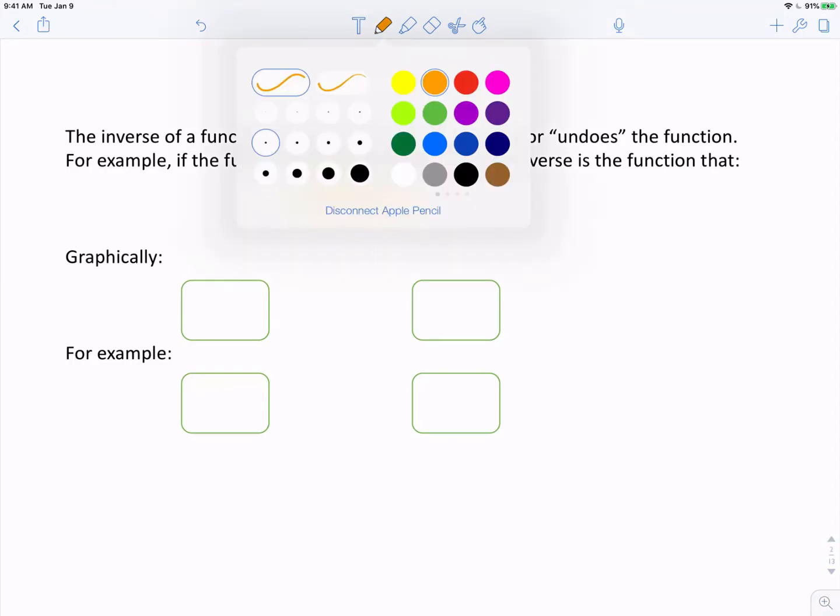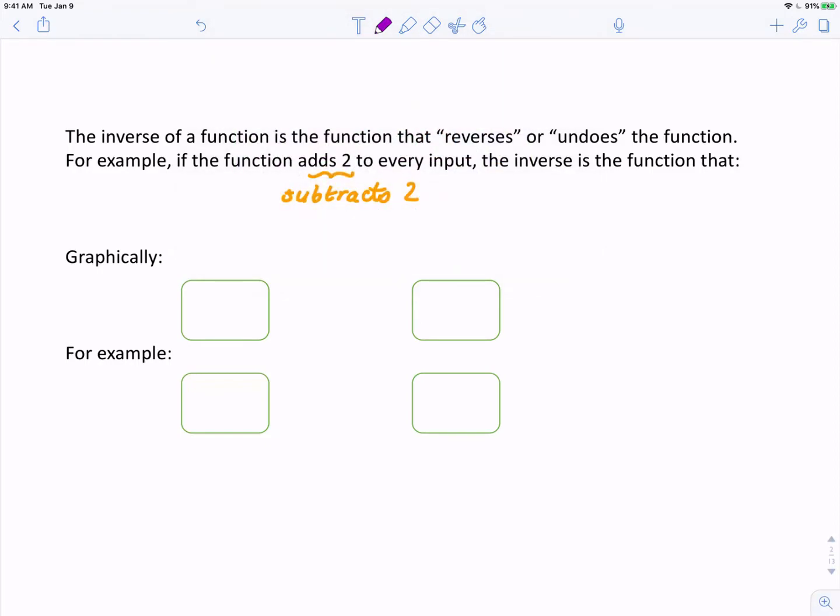Graphically, when we think about a function and its inverse, we're going to input a number x into the function, and then that output, f of x, gets put into the inverse function, and out comes the original value. So if you put in a number to a function and its inverse, you get out the same value.